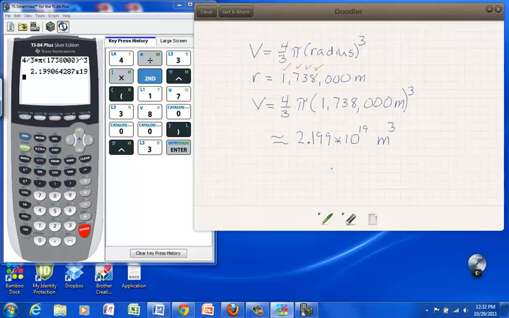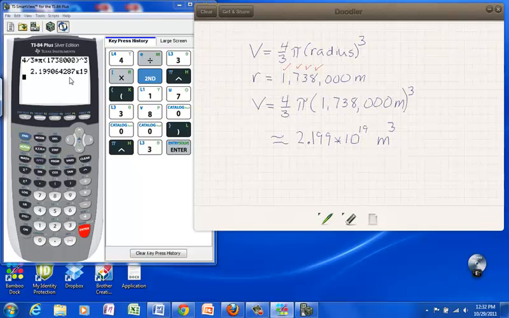Now that is a huge number, and to write this number in ordinary notation, we would have to move the decimal back 19 places, which I don't think I'm going to do today because this is a very good application for keeping it in scientific notation.